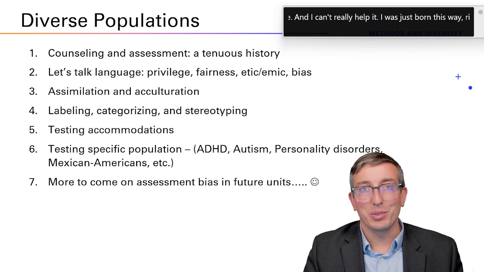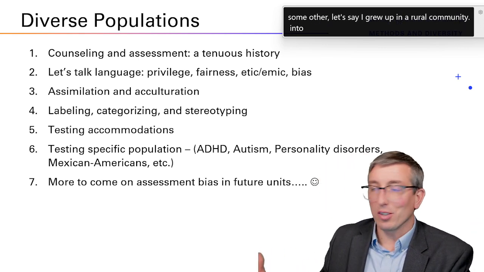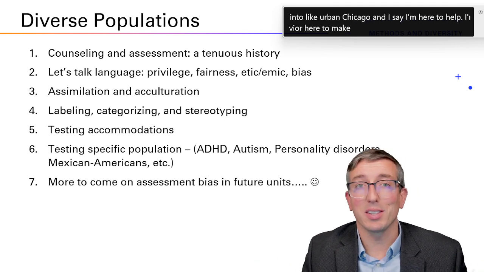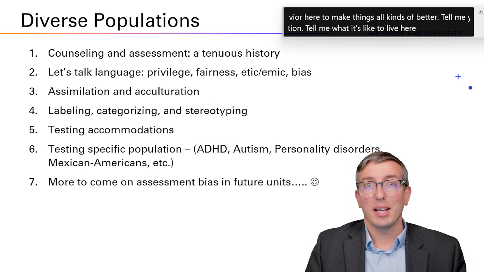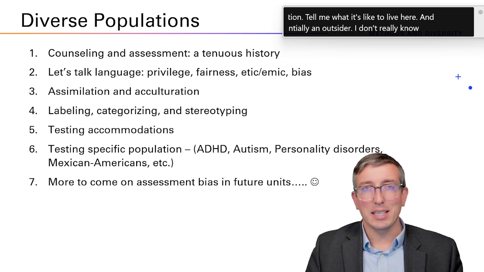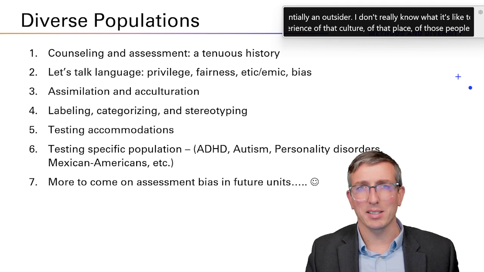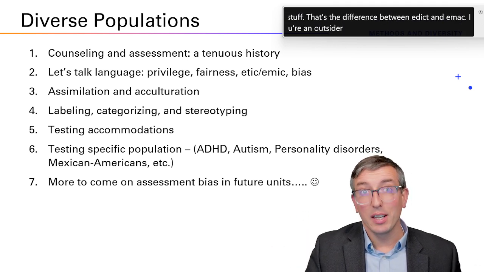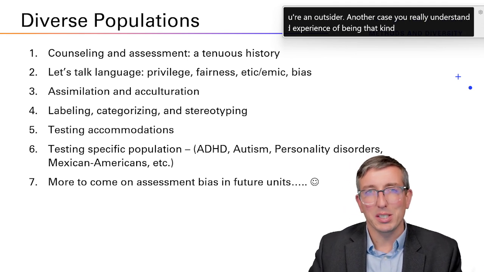If I grew up in a rural community, and let's say I go into urban Chicago and I say, I'm here to help. I'm a white savior here to make things all kinds of better. Tell me your information. Tell me what it's like to live here. I'm essentially an outsider. I don't really know what it's like to live in the experience of that culture, of that place, of those people. That's the difference between etic and emic. In one case, you're an outsider. In the other case, you really understand it from the lived experience of holding that kind of identity.